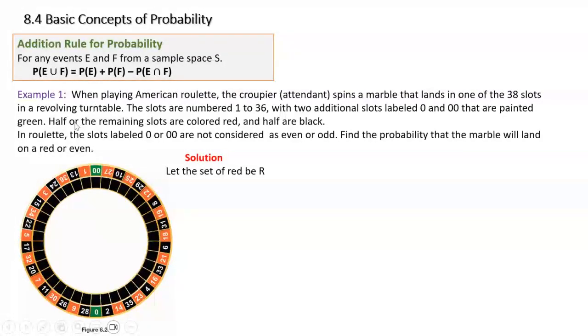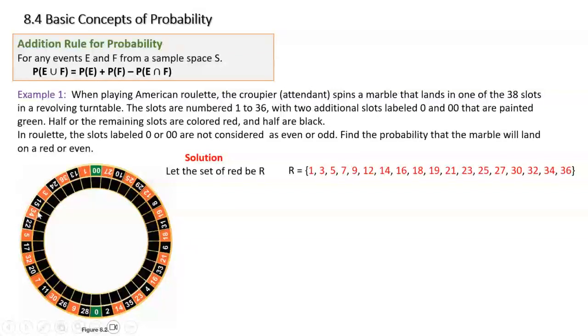Half, this is supposed to be of, not or. Half of the remaining slots are colored red and half are black. In roulette, the slots labeled 0 and 00 are not considered even or odd. So now, find the probability that the marble will land on a red or even. So here's my solution. We're going to let R be the red, that the marble will land on a red.